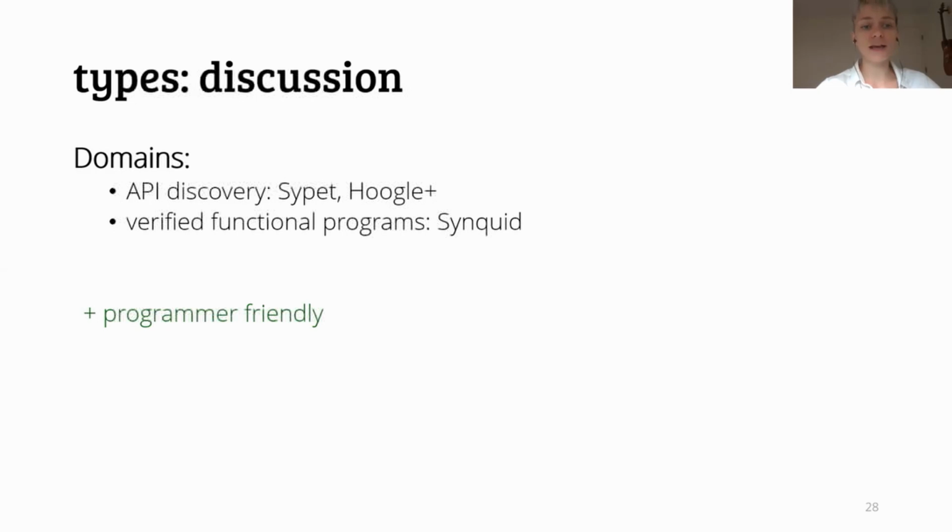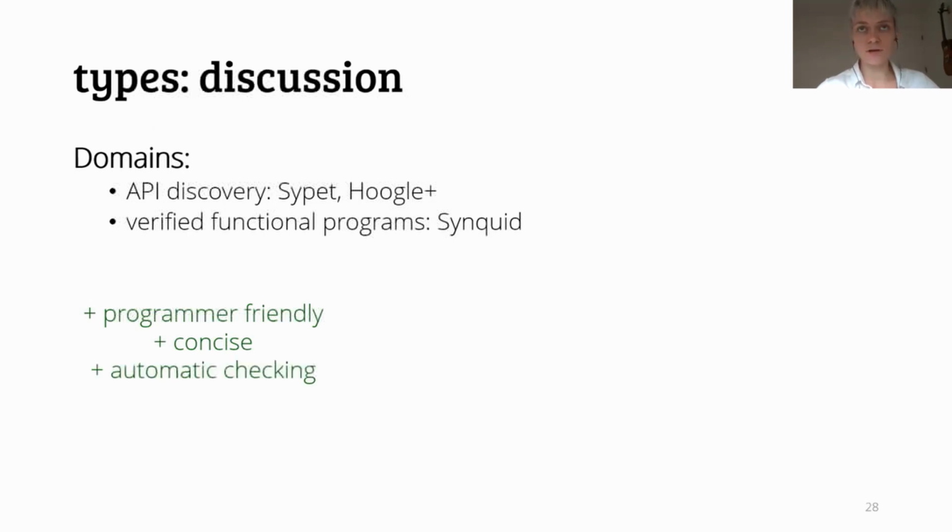So what's good about types is they're relatively programmer friendly. For example, relative to, again, even more formal logic-based specifications, because at least programmers in functional languages and in other languages with static types are used to using types. Types are very concise relative to examples.